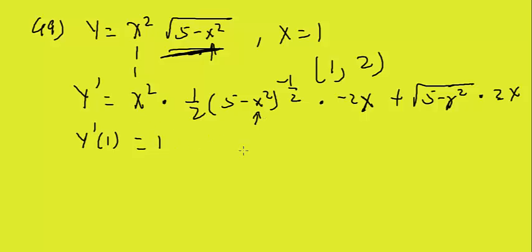1 here, square that, is 1. 5 minus 1, 4. Square root of 4, 2. Flip it. Negative on the exponent means to flip it. What do you get when you flip 2? 1 over 2. Okay, let's start again. Plug in 1. 5 minus 1. Square root of 4. Flip it. Okay, 1/2 times 1/2.